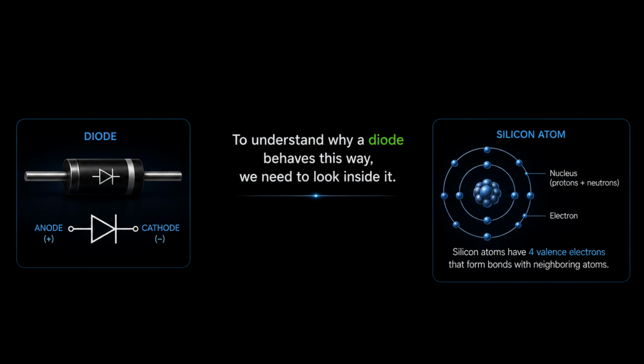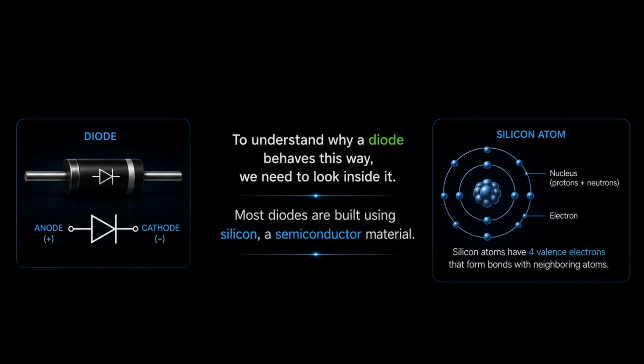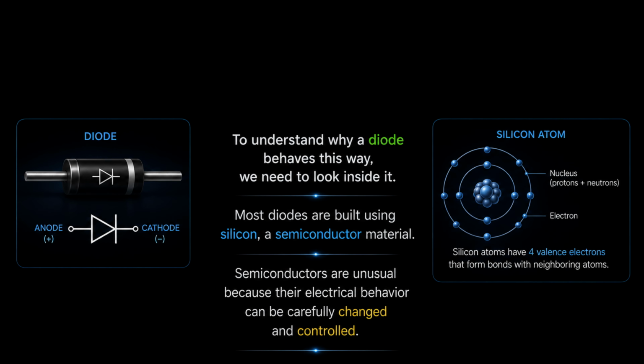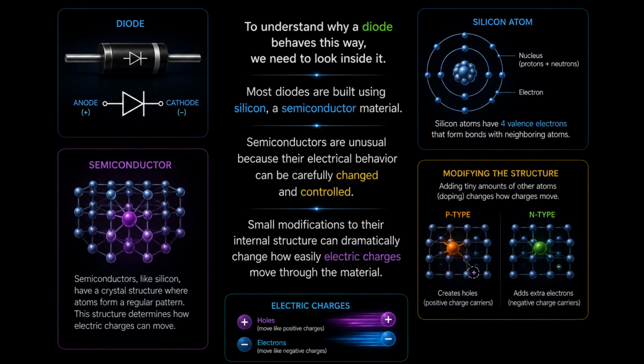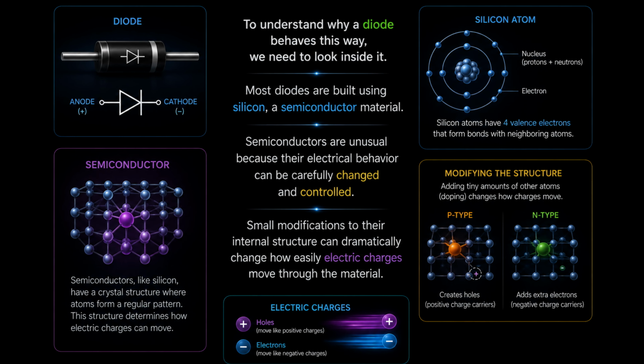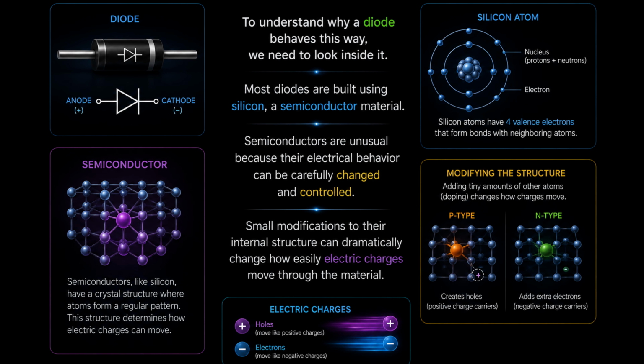To understand why a diode behaves this way, we need to look inside it. Most diodes are built using silicon, a semiconductor material. Semiconductors are unusual because their electrical behavior can be carefully changed and controlled. Small modifications to their internal structure can dramatically change how easily electric charges move through the material.